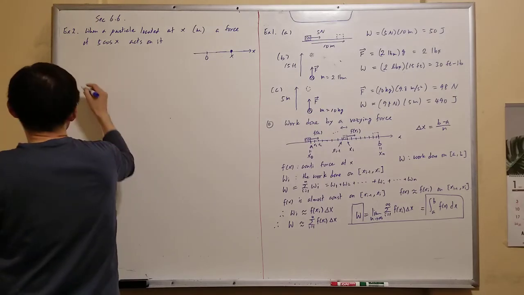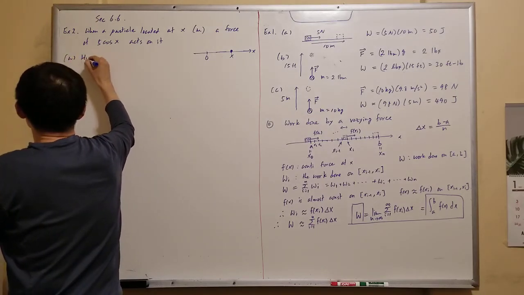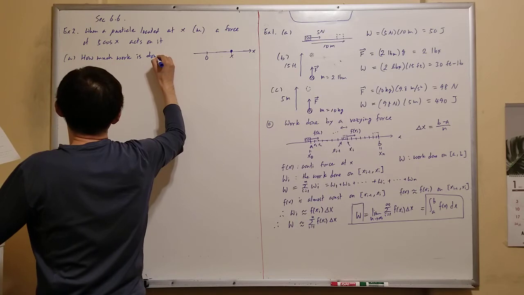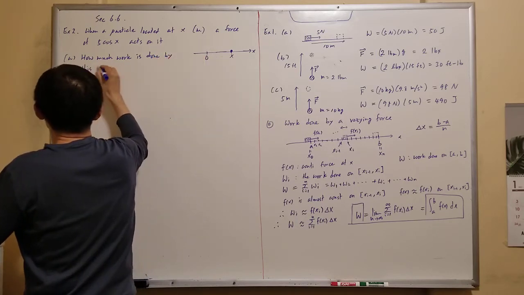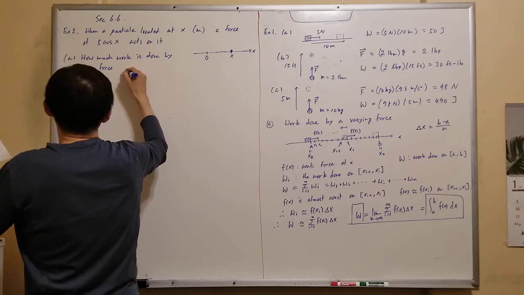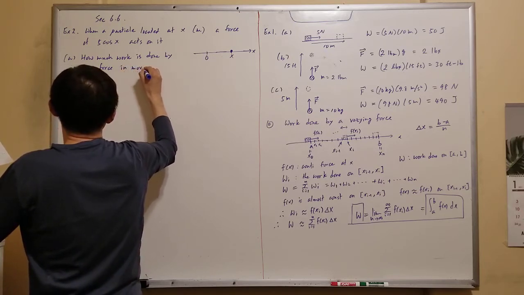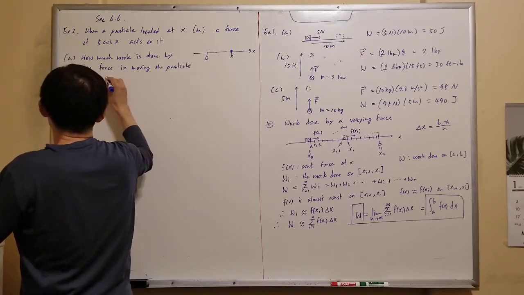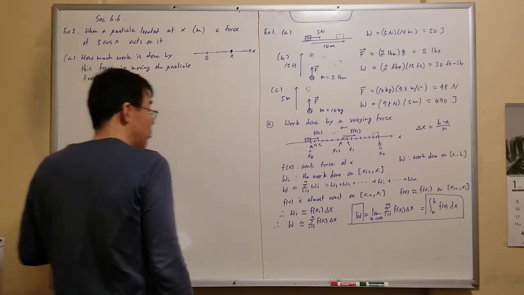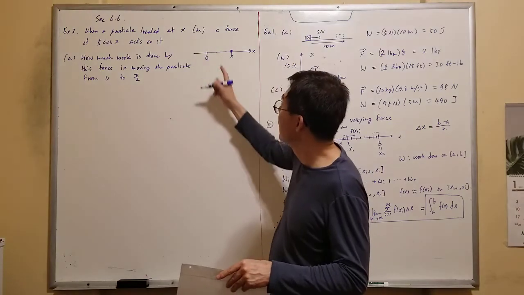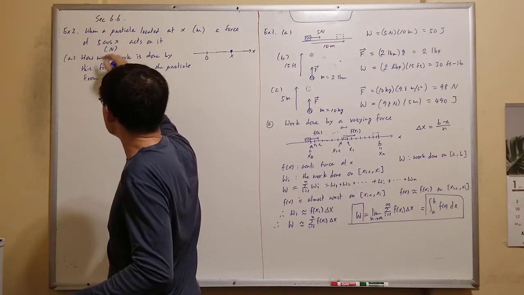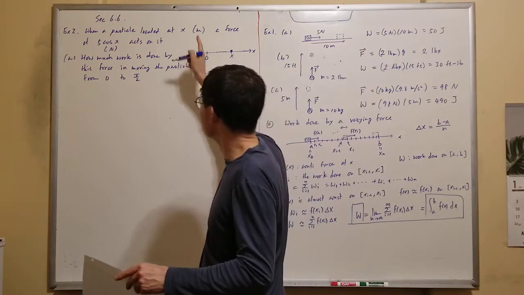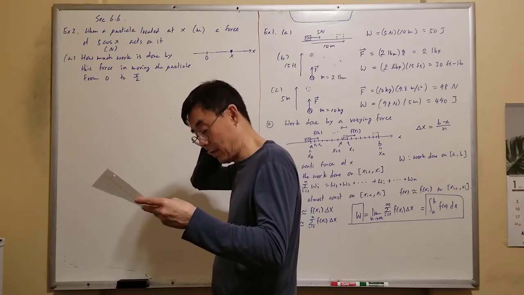In that case, how much work is done by this force in moving the particle from 0 to pi over 2, about 1.57, let's say, meters? And let's say this is in Newtons. Force is measured in Newtons. The coordinate, the distance, is measured in meters.